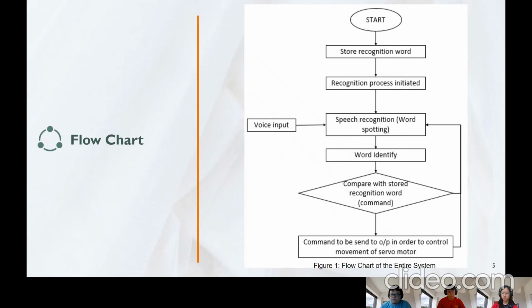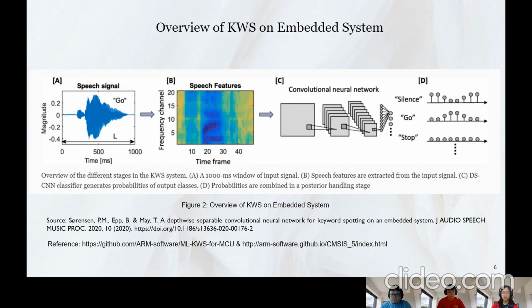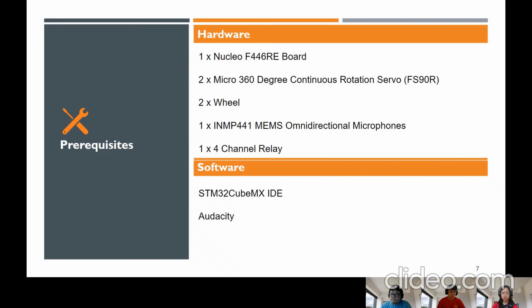Next. This slide shows the overview of keyword spotting on an embedded system. Based on our reference GitHub link, the keyword spotting system we use is based on DSCNN and also MFCC technology. Next. And now I'll pass the presentation to my teammate Kuan Yen.